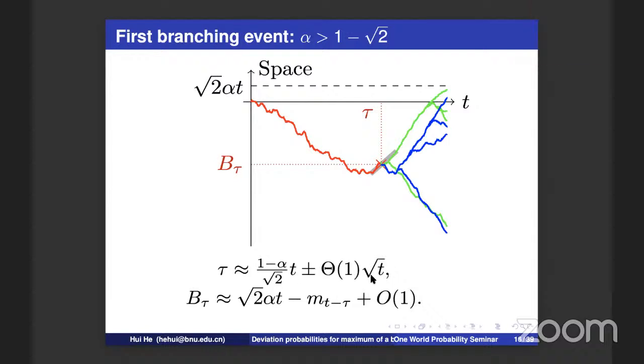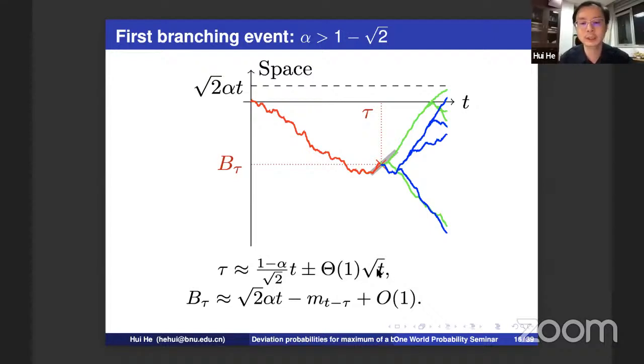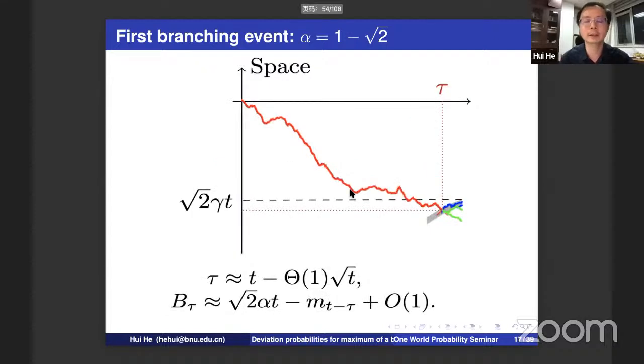So the fluctuation is square root 2t, square root t. Okay. So this is for alpha larger, and for alpha just 1 minus square root 2, it's a little bit different from the case that alpha is less than 1 minus square root 2. So we still have one particle starting from the origin.